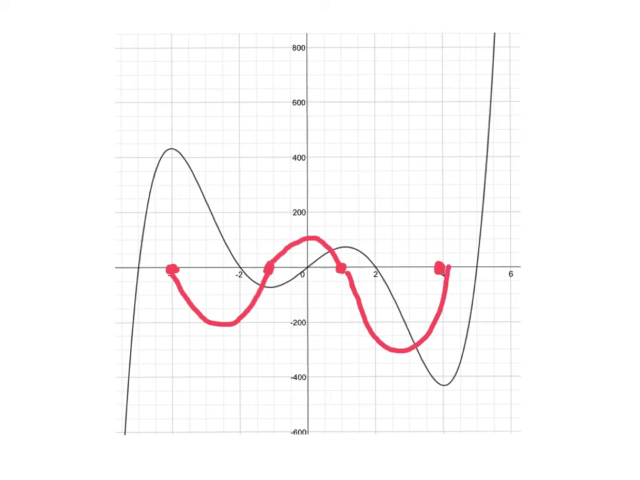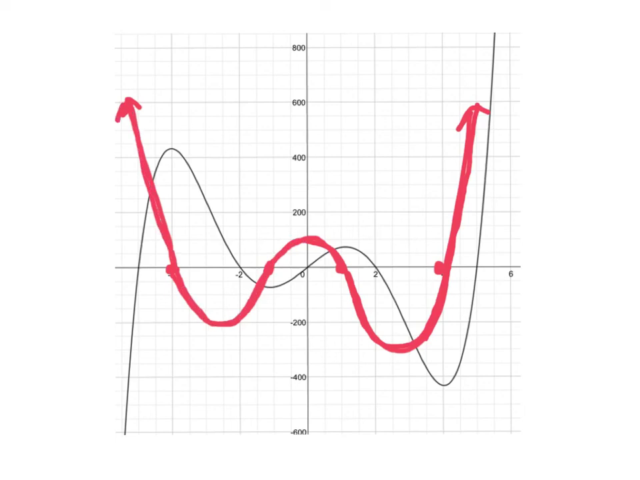Now we go to the ends. Over here, the slope is extremely positive. It's really steep there, so my derivative is very positive. On the other side, again, the slope is very positive, so my derivative is very positive. Okay, so I can kind of trace that all in one, smooth that out a little bit. There's the graph of my derivative.